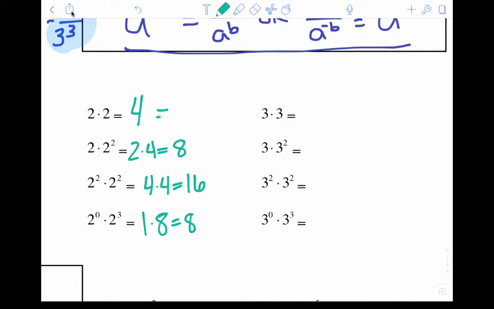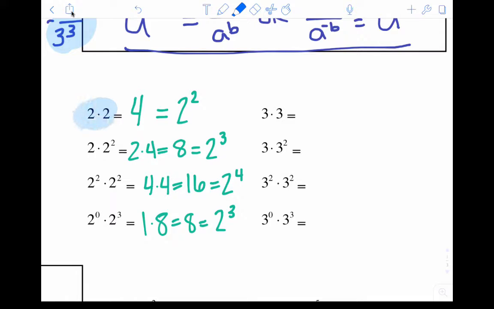Now, if I were to write these numbers out with 2 as my base, 4 would be 2 squared, 8 would be 2 to the third, 16 would be 2 to the fourth, and 8 would be 2 to the third.